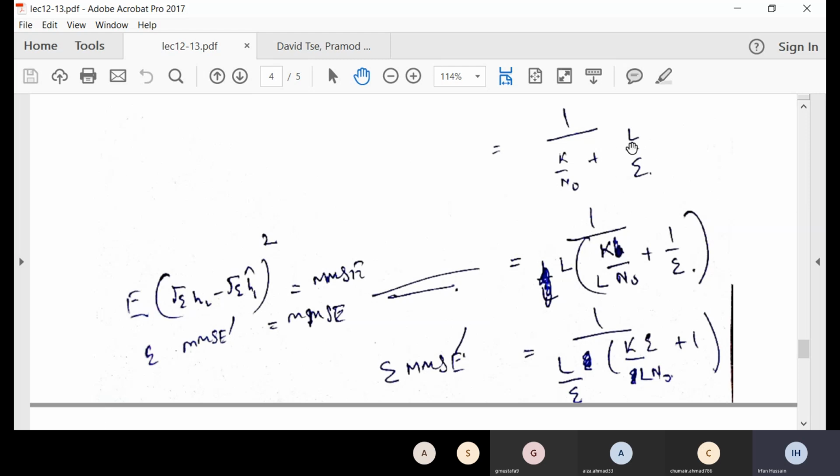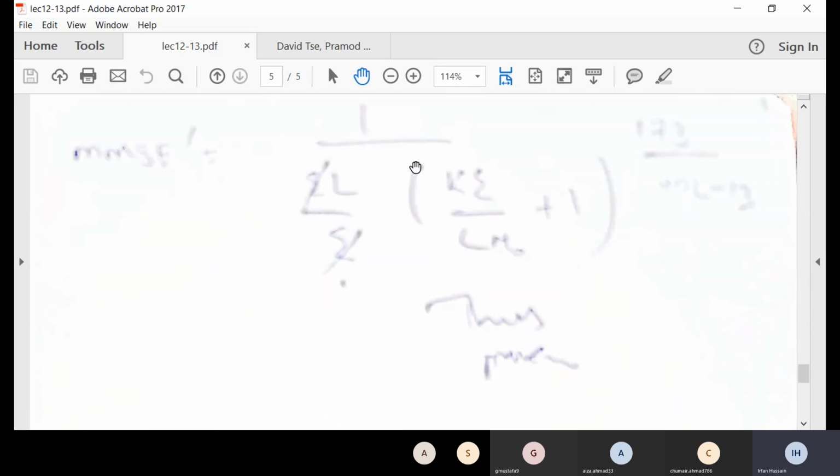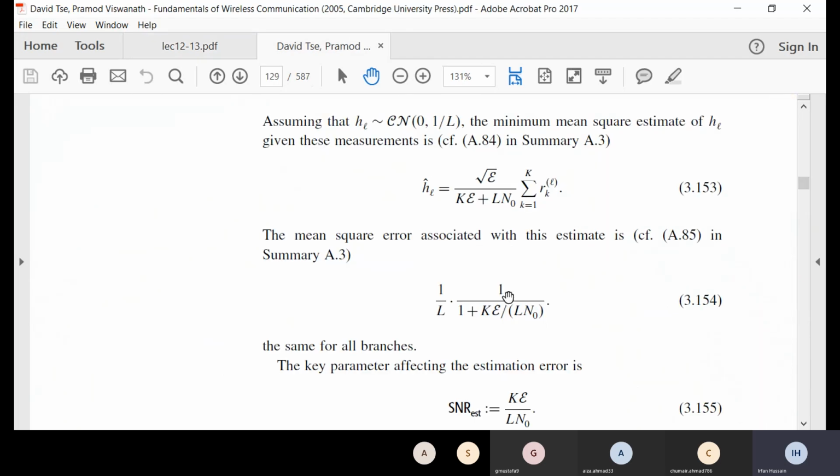Here I take L common. This will become K over L N naught, and this will become 1 over epsilon. Then I take L over epsilon common. This will become 1, and this will become K epsilon L over N naught. This is epsilon here, so I divide by epsilon. This is cancelled, and this 1 over epsilon will cancel with this. So I will finally get this equation, which was the required equation that we needed to prove.